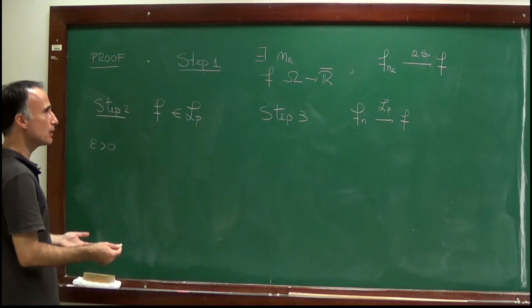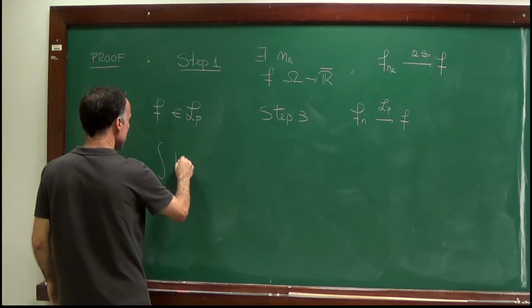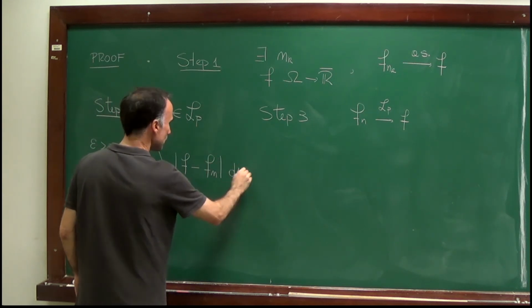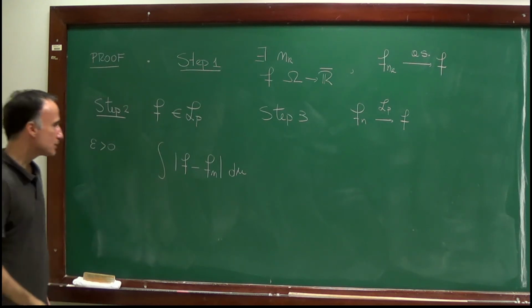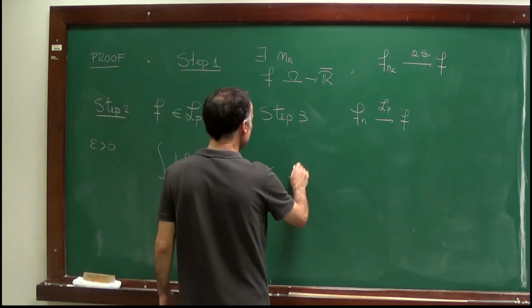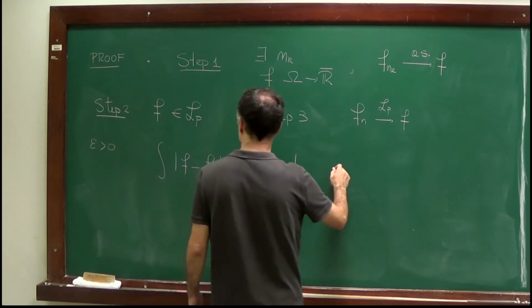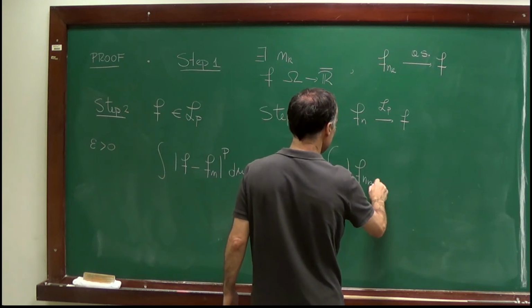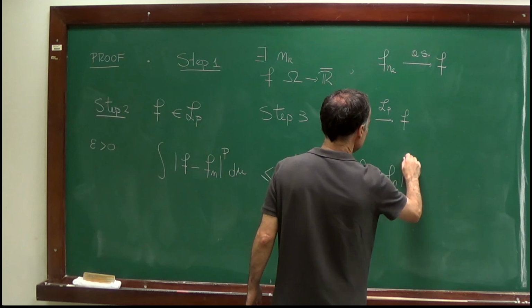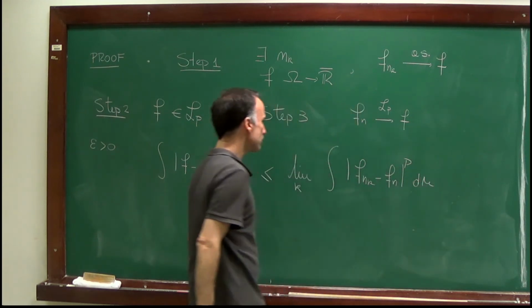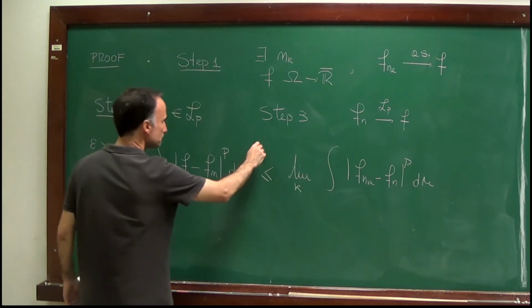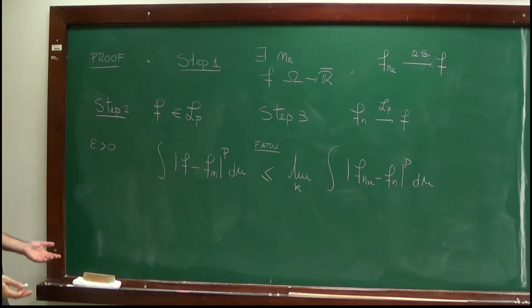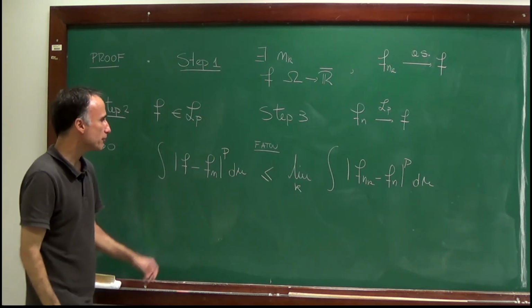So I can just repeat what I did to conclude that the integral of the absolute value of f minus fn to the power p d mu is less or equal than the limit in k of the integral of the absolute value of f_nk minus fn to the power p d mu. I forgot the power p here. Right, so this is again an application of Fatou, because f_nk is converging to f almost surely.